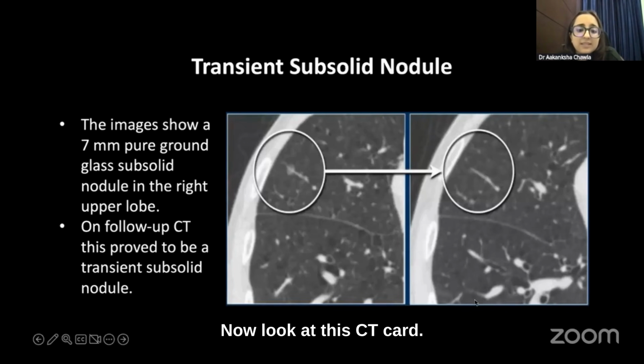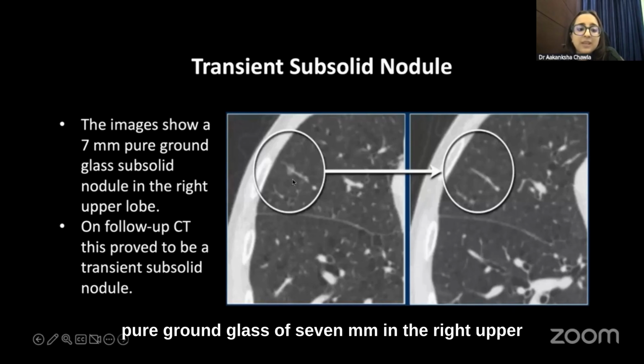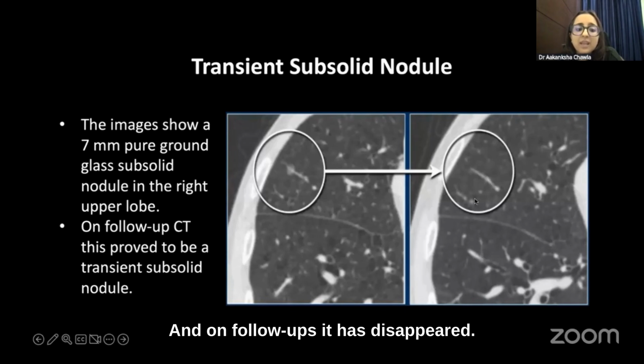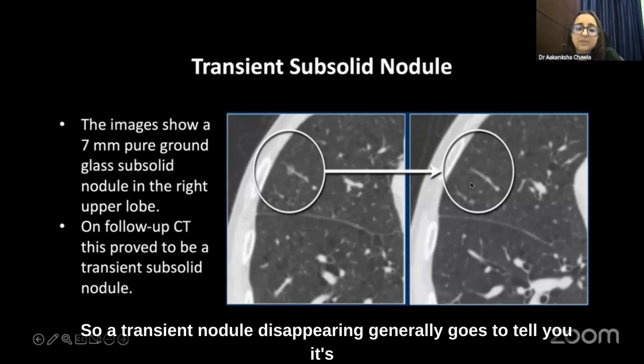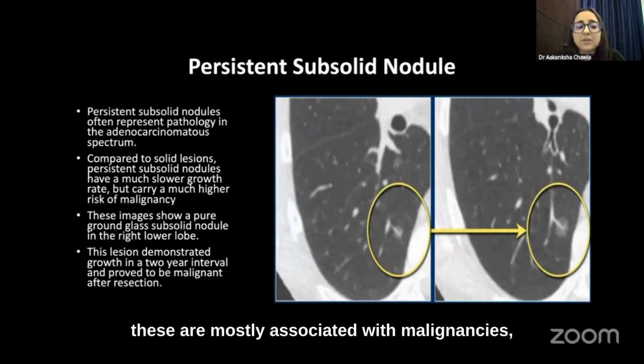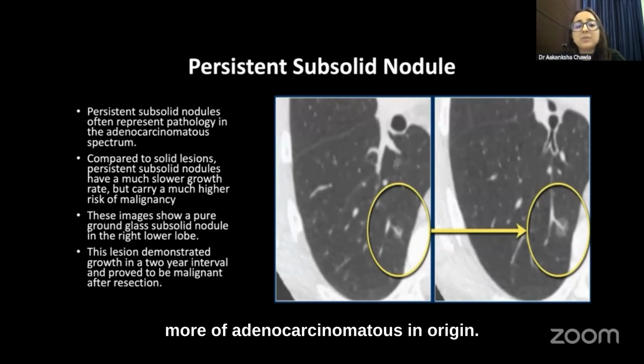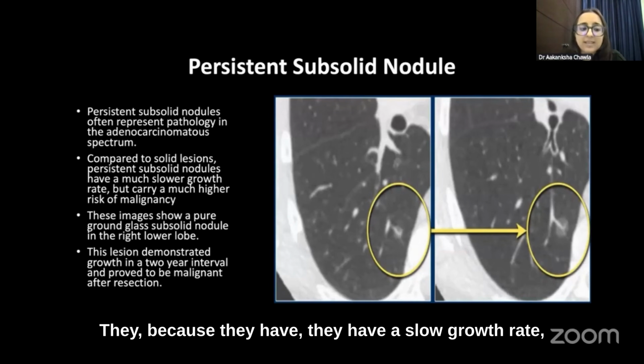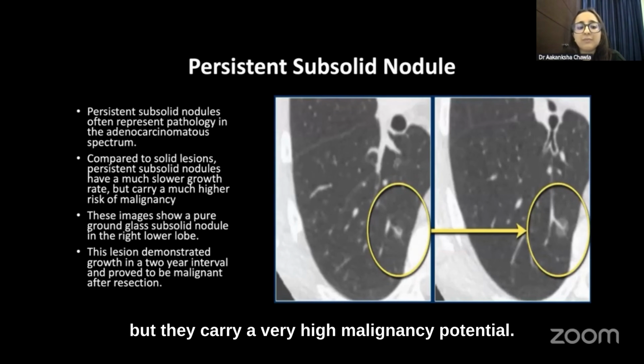Now look at this CT cut. You can see a small subsolid nodule, pure ground glass of 7 mm in the right upper lobe, and on follow-ups it has disappeared. So a transient nodule disappearing generally goes to tell you that it's a benign pathology. Similarly, for a persistent subsolid nodule, these are mostly associated with malignancies, more of adenocarcinomatous in origin. They have a slow growth rate, but they carry a very high malignancy potential.